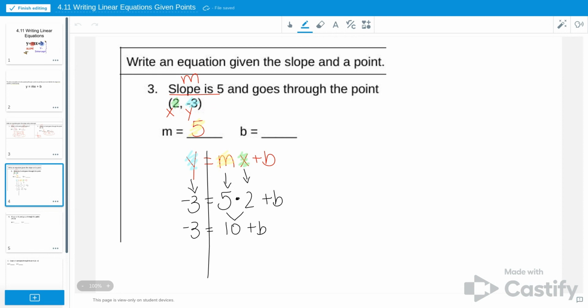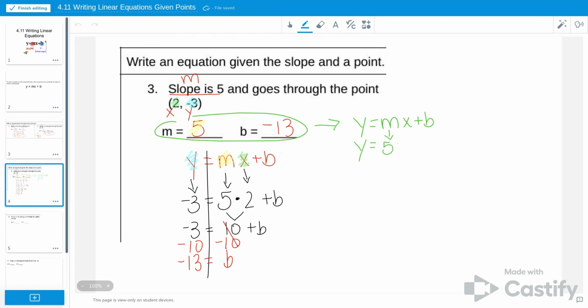Now it's a one-step equation. So to solve for b, I would move 10 to the other side. So I would subtract 10. And so my b equals -3 minus 10, which is -13. So now that I have my m and my b, I can write my equation in that form, y equals mx plus b. And again, we're just plugging in our m and b. We use that point to help us find b, but then we don't use it anymore. So it would be y equals my m, which is 5x, and my b, which is -13.